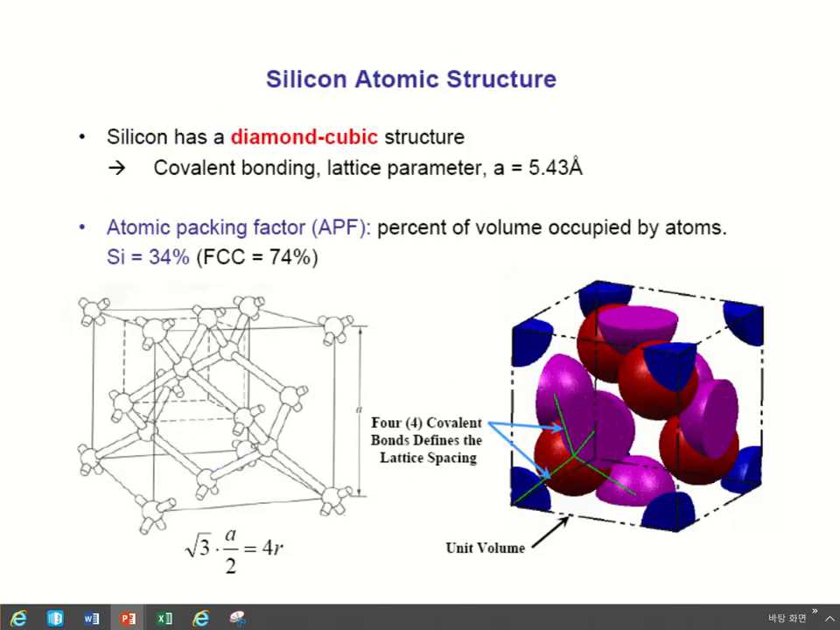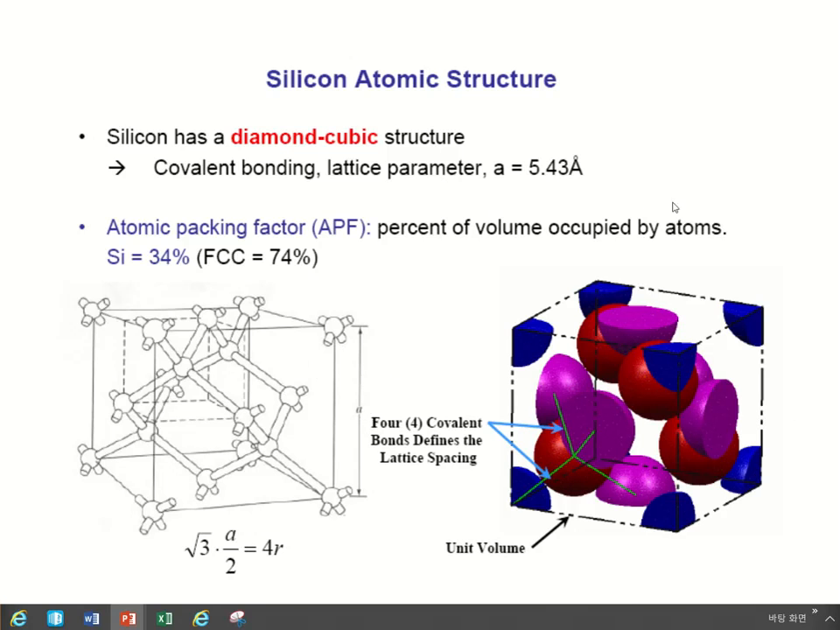Let's talk about silicon atomic structure. Silicon has a diamond cubic structure. As you see in this figure, we have atoms at the 8 corners, half atoms at each of the six surfaces, and inside the volume you have four atoms, and they are connected by covalent bonding. This structure is repeated, and that's the lattice parameter over here.